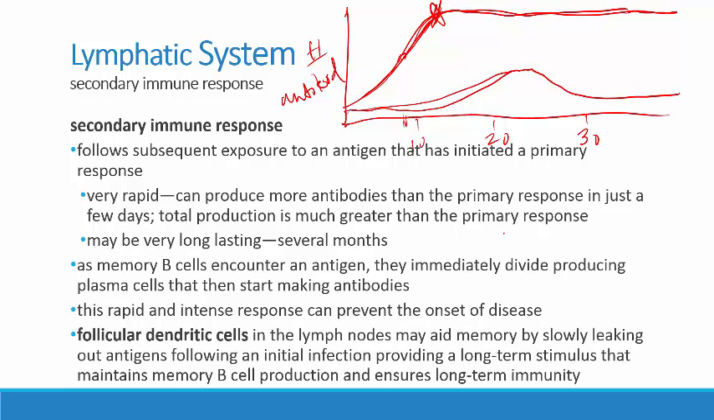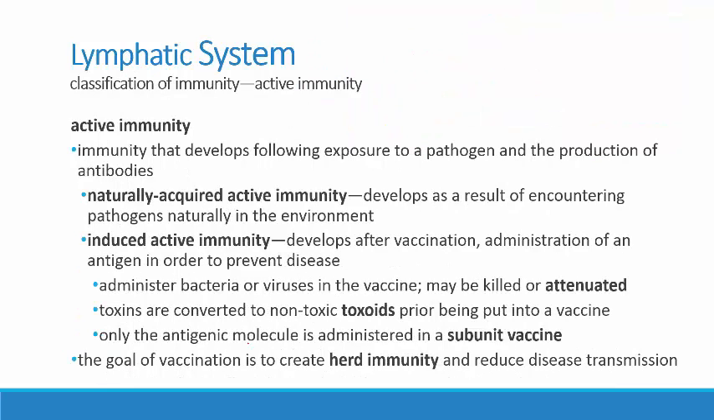And then last of all, if we're trying to keep memory B cells around, a type of cell called the follicular dendritic cells, these are cells in the lymph nodes that pick up a bunch of antigens, and then slowly they will release those antigens, ensuring that there's always a good supply of healthy memory B cells around to fight infection. All right, so let's talk then about classification of immunity.